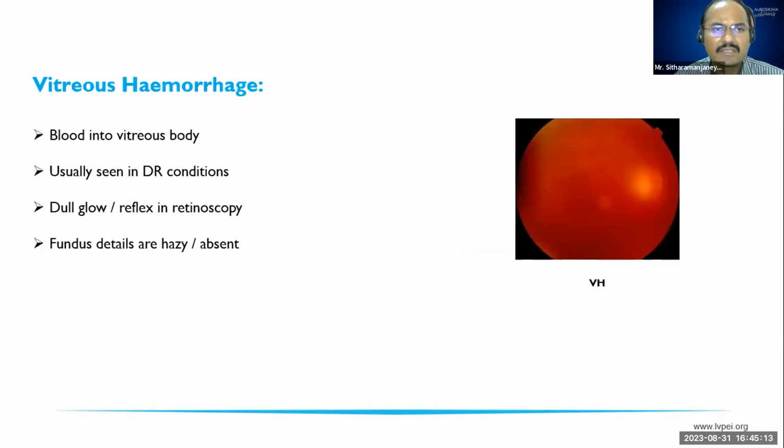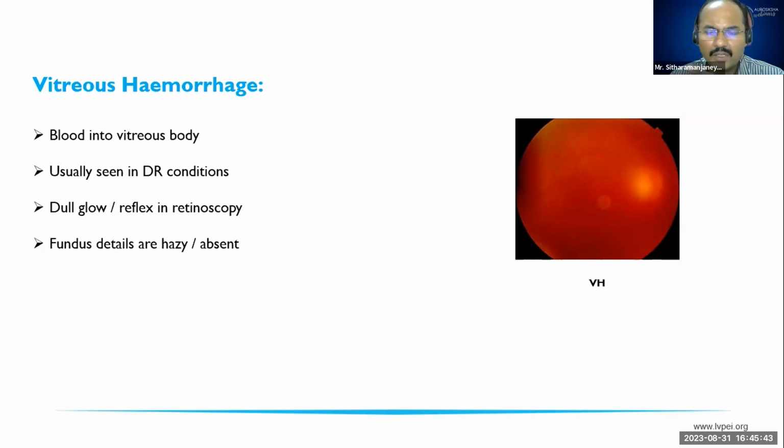The other condition is vitreous hemorrhage, which means blood in the vitreous body. Usually we see this in diabetic retinopathy conditions and sometimes in some other vascular conditions also. Here the patient will come to your clinic saying that they have a history of diabetes, and they will say that when I woke up in the morning, I noticed the vision is very blurred.